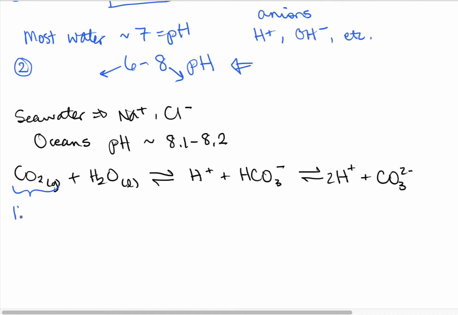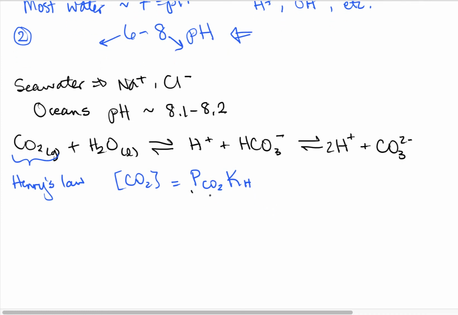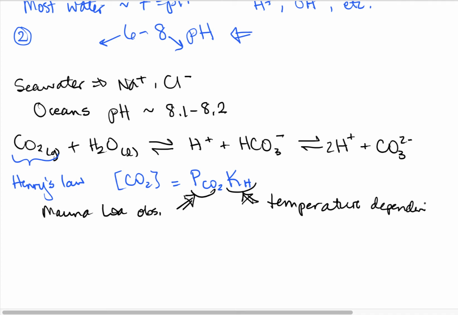So of course we know that Henry's law tells us that our concentration of any gas that's dissolved is going to depend on the partial pressure of that gas and on the Henry's law constant. And so when we look at the partial pressure of the gas, of course, this is measurable. This is a number, and we've been getting it from the Mauna Loa Observatory. But when we think about the Henry's law constant, we already know that this is temperature dependent. So it's the temperature of the water that matters.